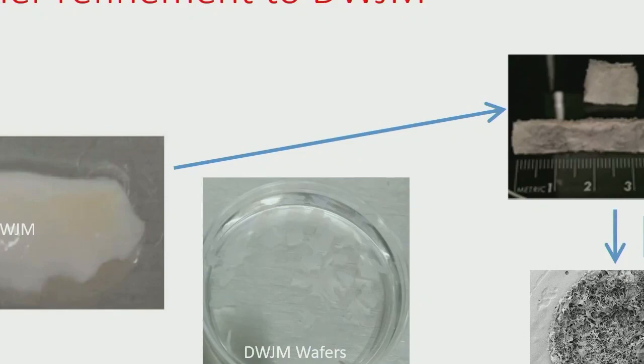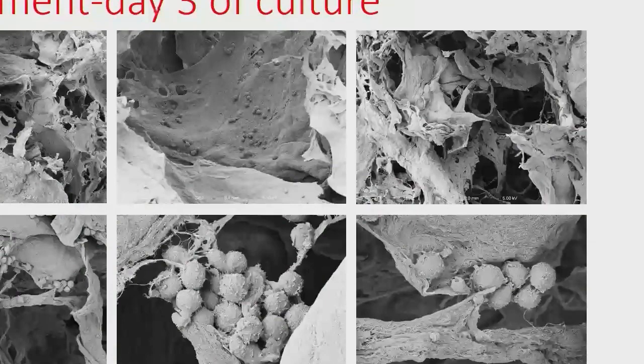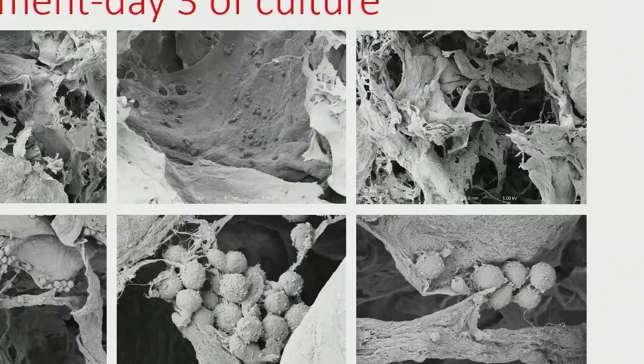So what I will do next is show you some of the interesting things that we did with this new matrix. One is we looked at how these cells adhere to the matrix, and for that we used scanning electron microscopy. These are actually patient leukemia samples, and we cultured these cells in this matrix for 3 days, and as you can see, these cells like the matrix, they adhere to it, and they start to form small colonies.